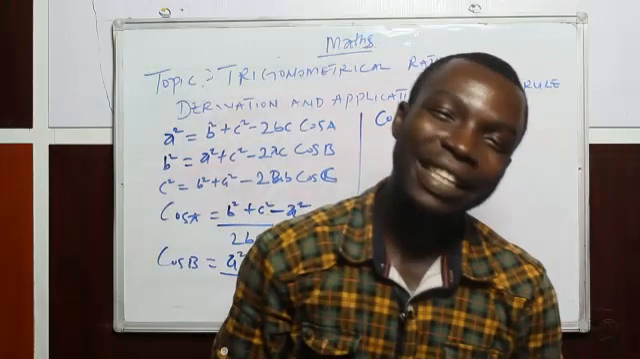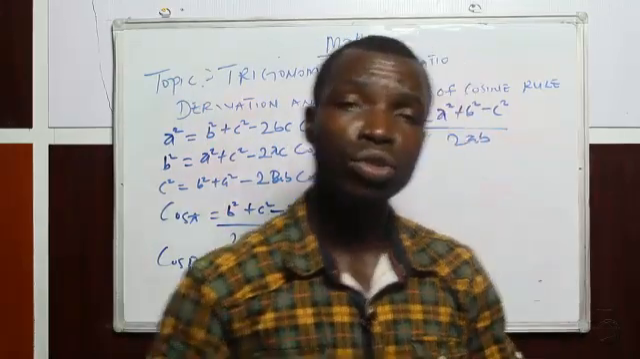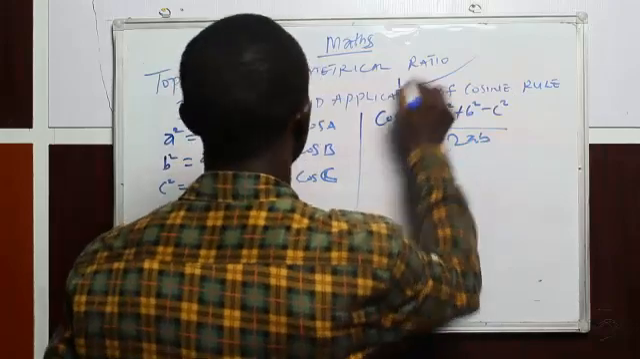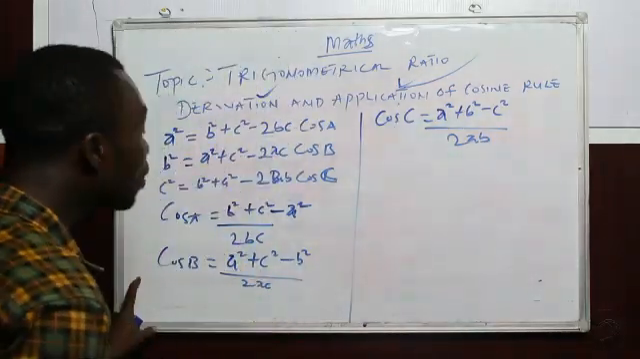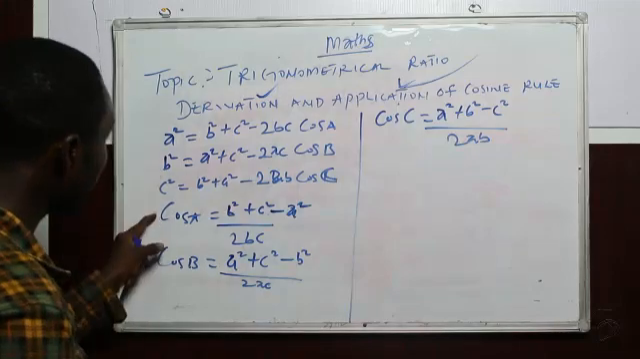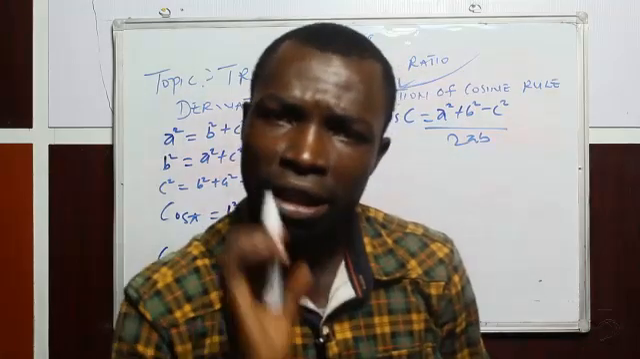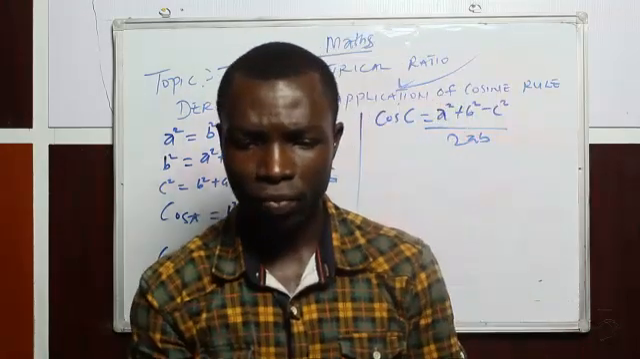Wow! I am delighted because you can prove cosine rule. Now it is time for us to do application, that is application of cosine rule. We've derived the formula. This is the formula for finding the sides and the angles using cosine rule. Now it is time for us to use numbers. It is time for us to now apply this formula.